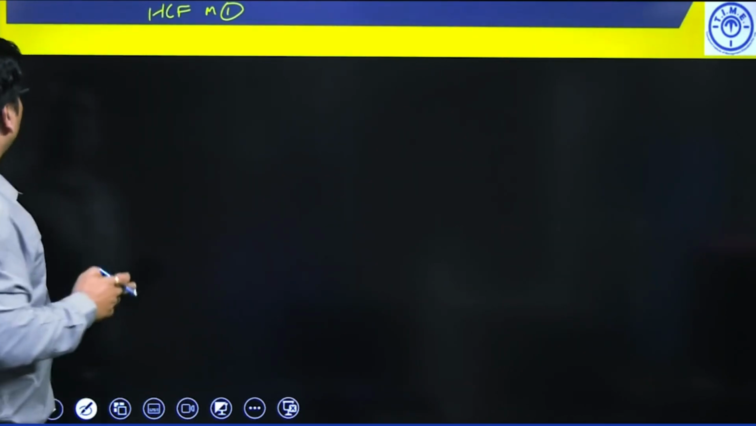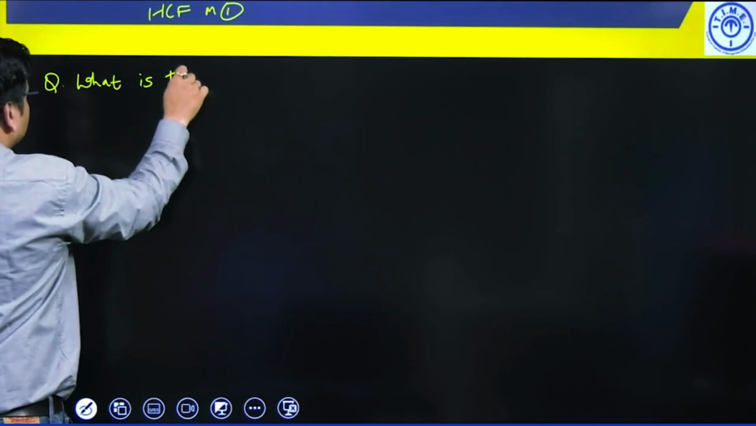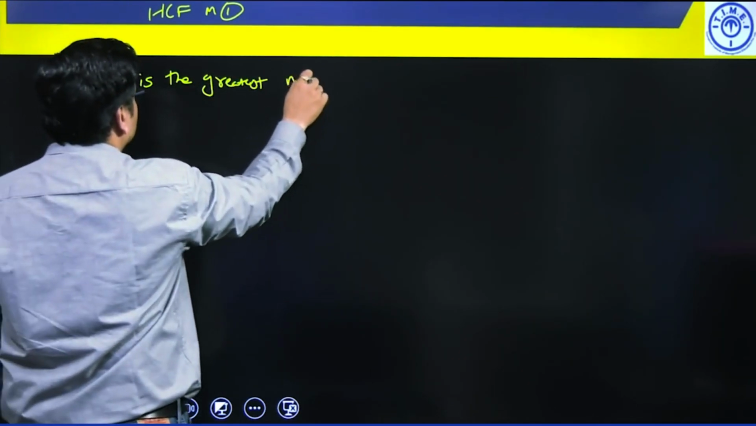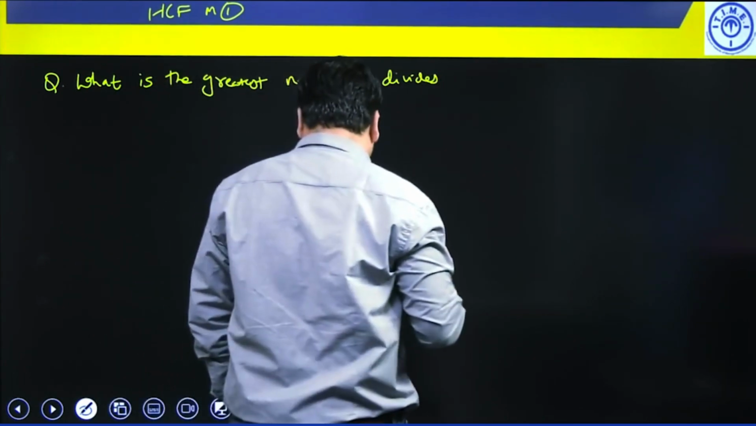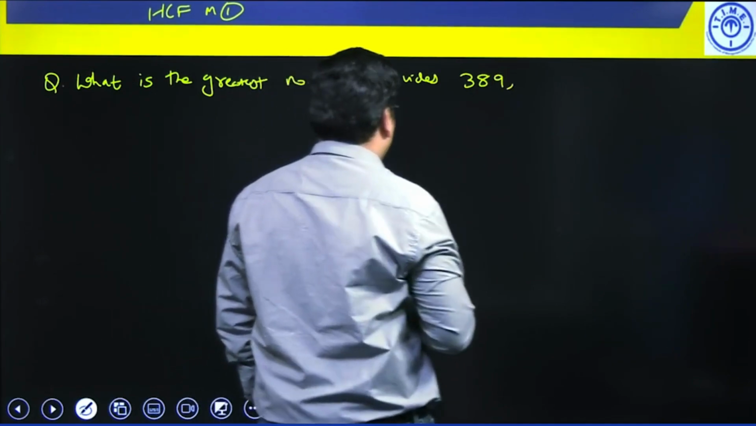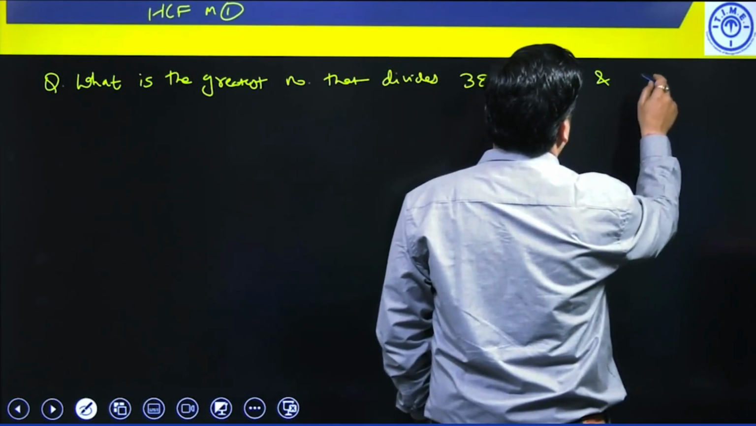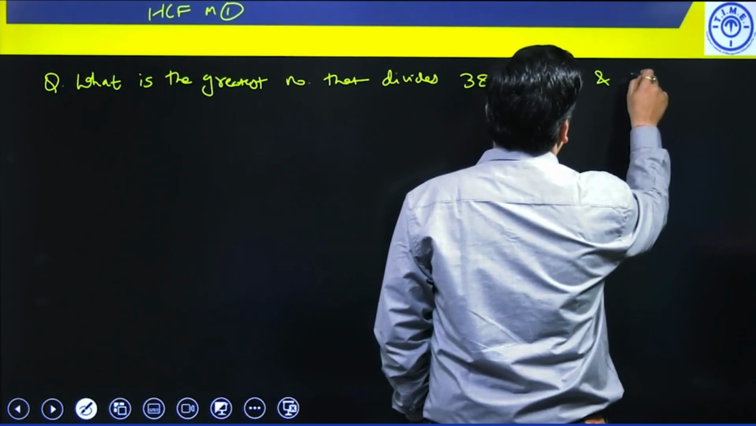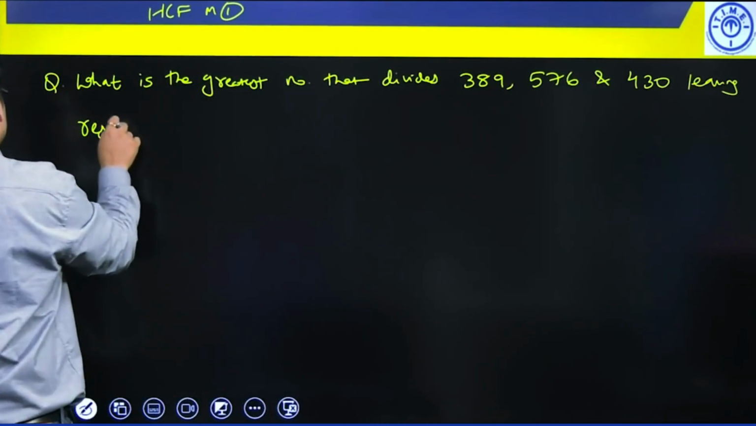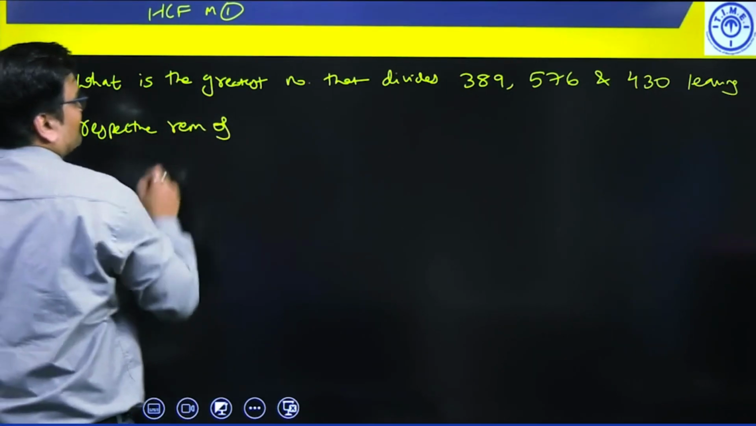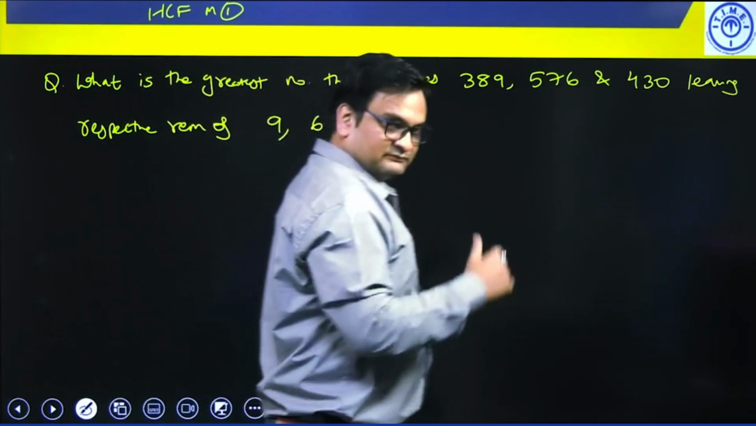I will just give you an example question wise. So let us say the question is something like this: what is the greatest number that divides 389, 576 and let's say 430, leaving respective remainders of 9, 6 and 5. So this is the question.